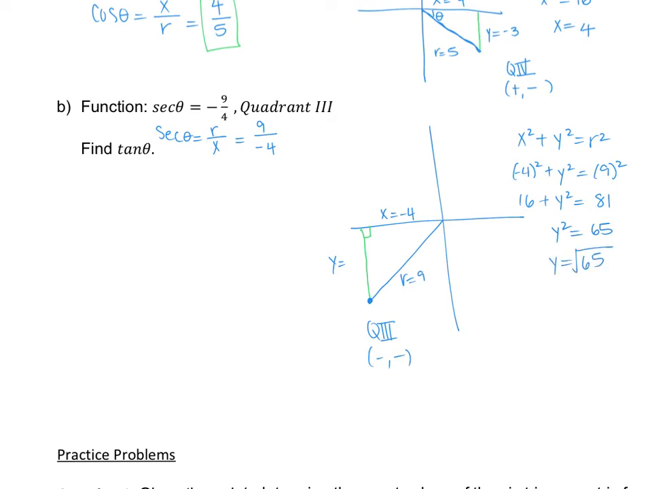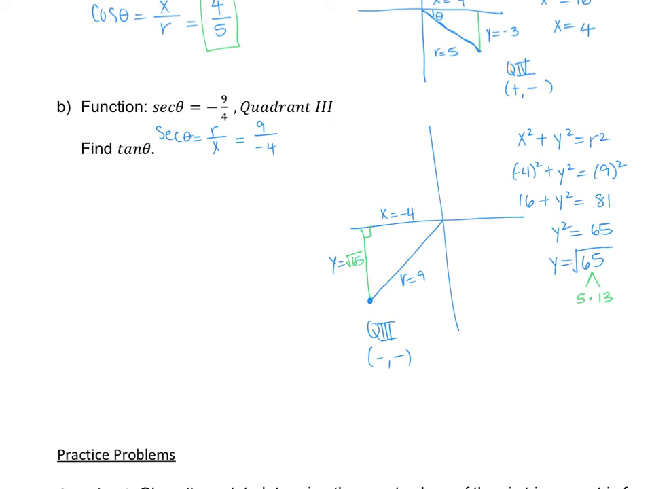Let's see if we can break down 65. 65 is definitely divisible by 5. If you do 5 times 13, you get 65. Unfortunately, 5 and 13 are both prime numbers and they can't be broken down, so I didn't get any pairs from this. In that case, I have to keep it under a root. So I'm just going to keep my answer as y equals root 65.